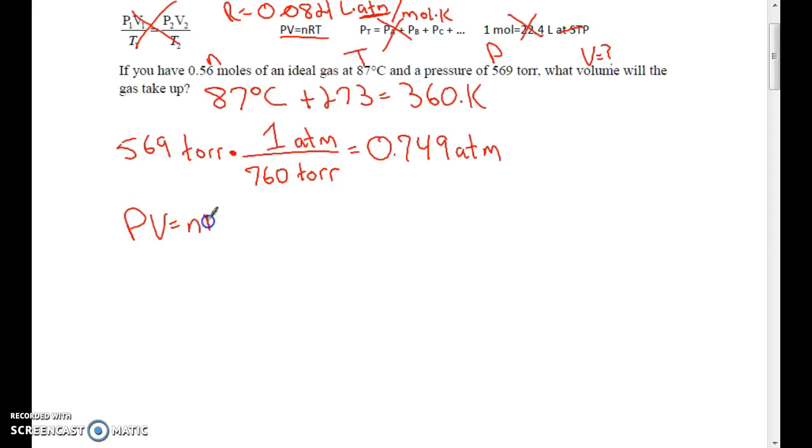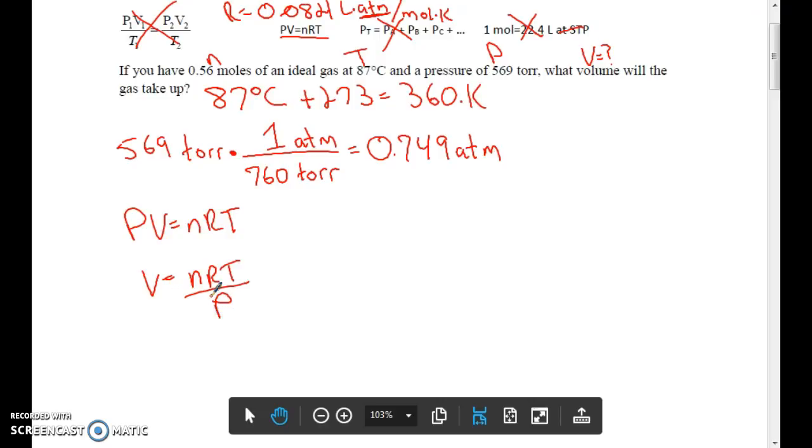All right, now we're ready to use the ideal gas law equation. You have PV equals nRT. We are solving for volume. So you could just rewrite this for volume. If you want volume by itself, what you have to do is divide both sides by pressure. So you get nRT divided by pressure. And we can plug in the numbers we have right now.